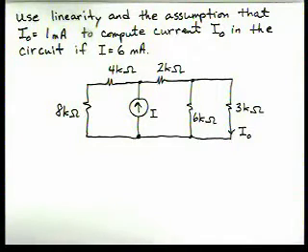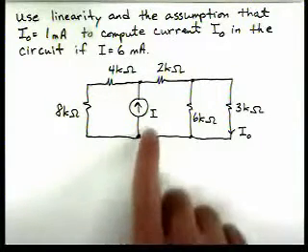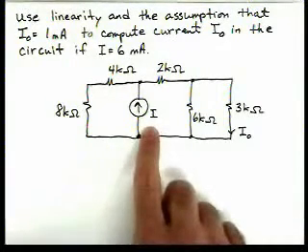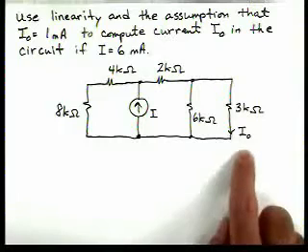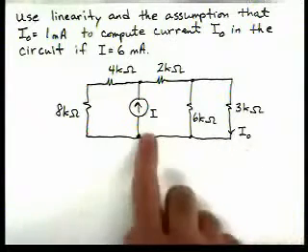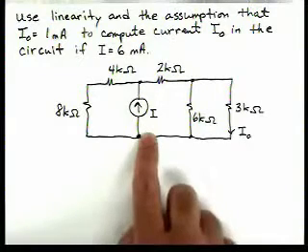Okay, in this problem, we're going to use linearity and the assumption that I0 equals 1 milliamp to compute the current I0 in the circuit if I is equal to 6. By linearity, there's a constant proportionality between the current I and I0. So what we'll do is we'll assume that I0 is equal to 1 milliamp, work back through the circuit, calculate I, and then we'll essentially know that constant proportionality.